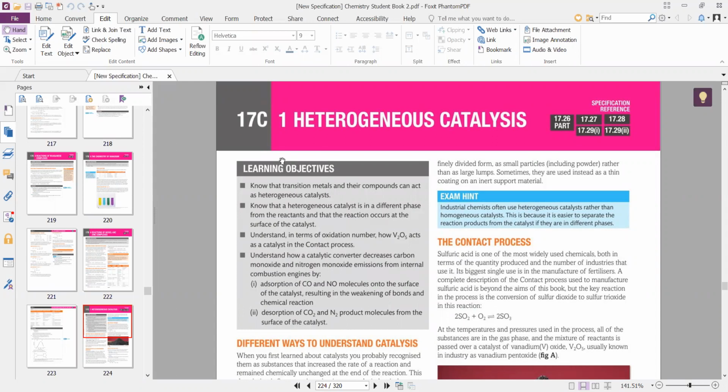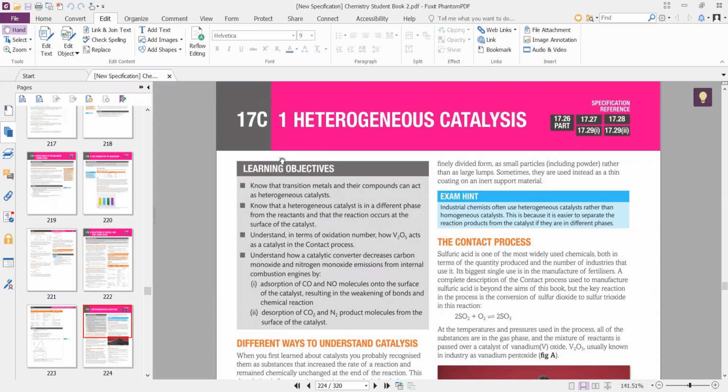It's a property of transition metals, we started with transition metals are catalysts. They can act as catalysts. Properties. The first case, heterogeneous catalysis. Heterogeneous catalysis means reactants and the products are in the different physical state.